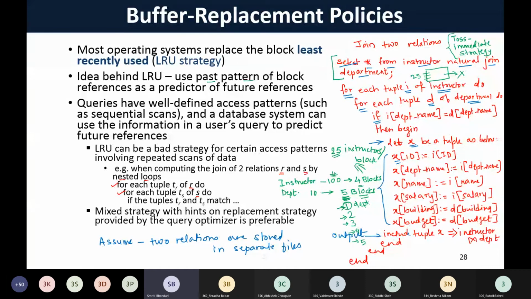Right? So the optimal strategy for block replacement for such a procedure is not the least recently used strategy, but the most recently used strategy. Right? The most recently used strategy, known as MRU. Most recently used. Are you getting me?